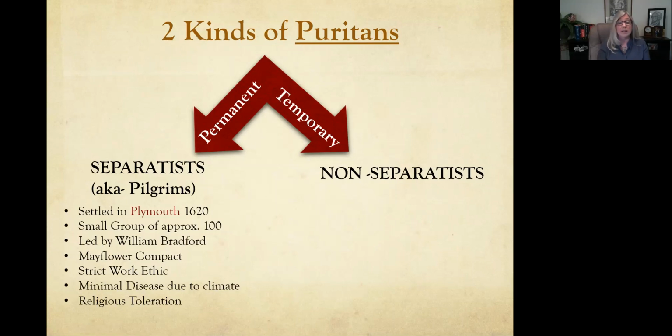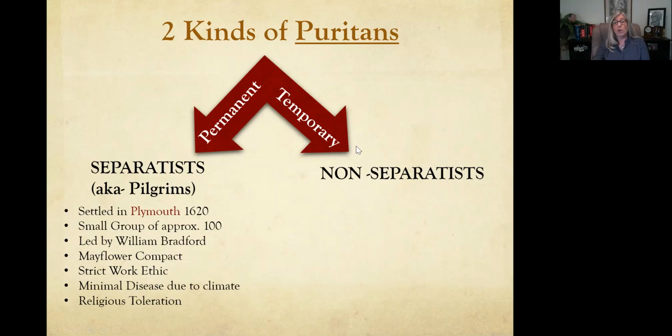They're not going to be dealing with the disease problems that they did in Jamestown because, again, the climate is much better. And they're also going to be somewhat religiously tolerant. So as long as you were working hard and you're not interfering with the way that the Pilgrims wanted to worship, they were fairly tolerant of other religions here.